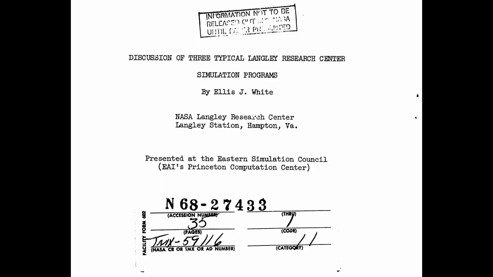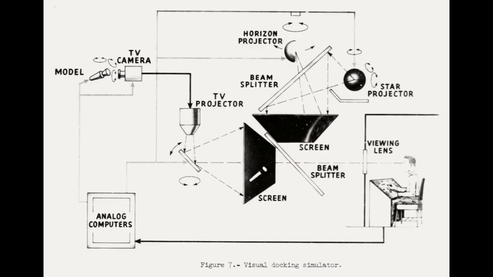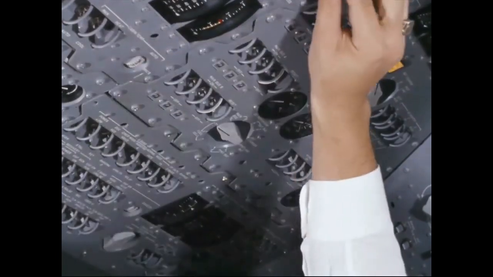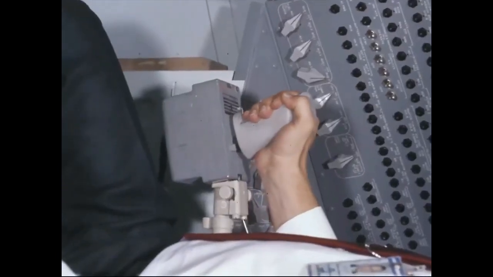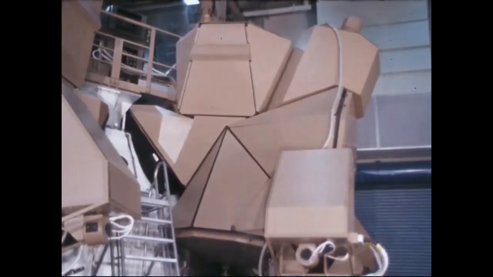The principles of LOLA, the Lunar Orbit and Landing Approach Simulator, were outlined in this document. It describes a method of combining images of spacecraft, stars, and the lunar surface using beam splitters. The concept was brought to life in a number of Apollo Command and Lunar Module simulators, where projection boxes were bolted over the cabin windows of actual spacecraft.